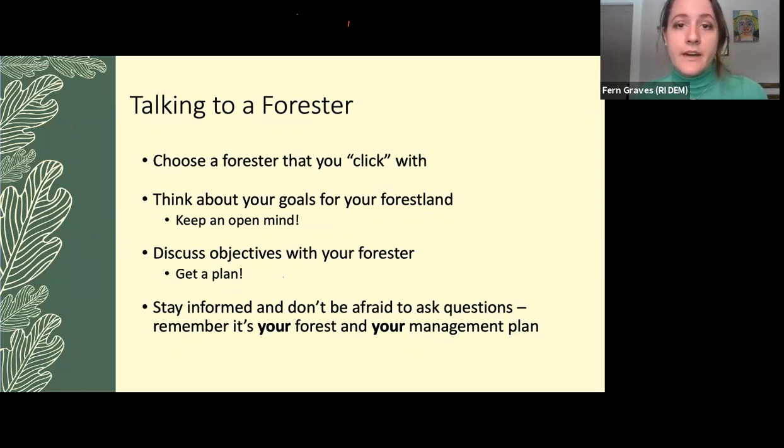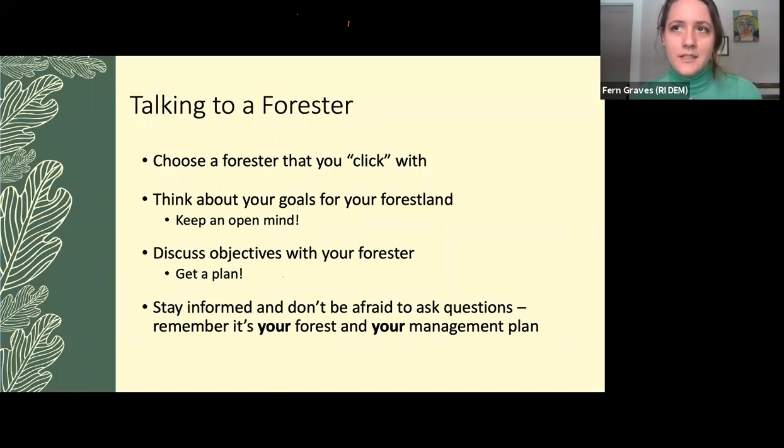They can also advise you on harvests when you're working with a logger. And these are the foresters that you'll be choosing from when it comes time for you to get a plan. So when you look for a consulting forester, if you're concerned about your land management, you want to work with someone that you click with.